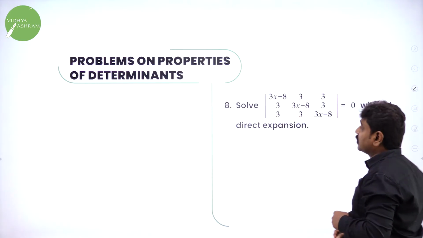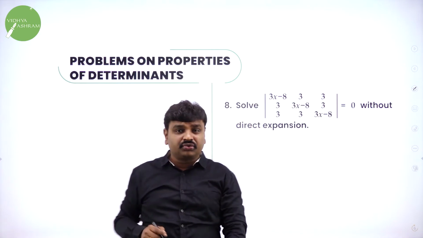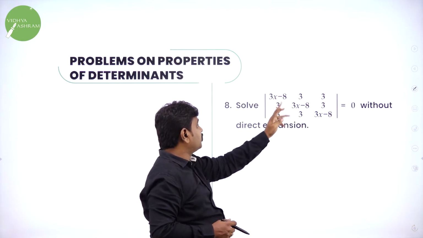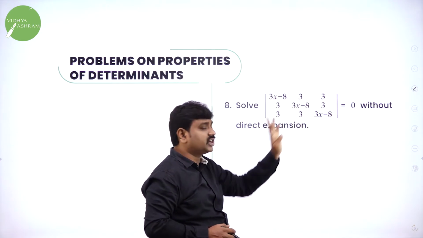Now, again if you observe, they're asking you to solve. Again you observe, elements in each row are the same. 3, 3, 3x minus 8, 3, 3, 3x minus 8, 3, 3, 3x minus 8.